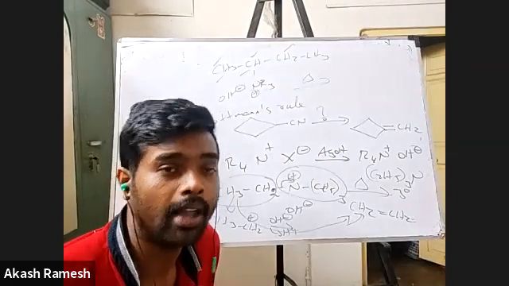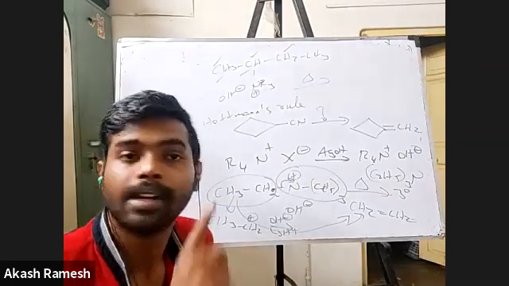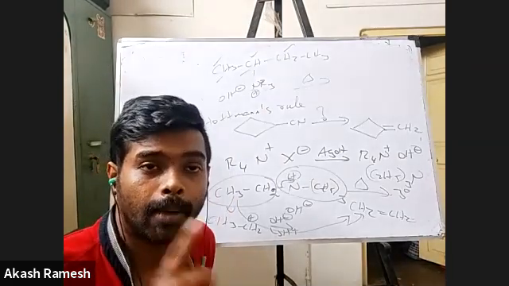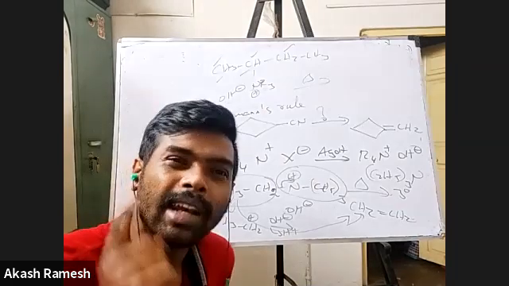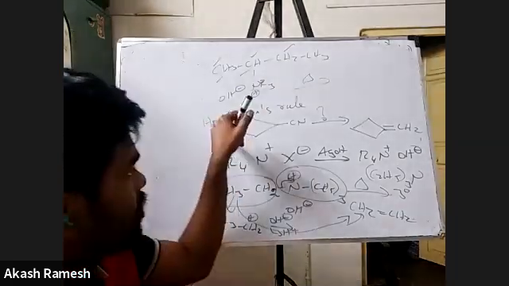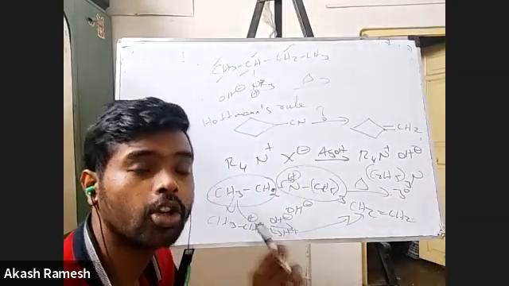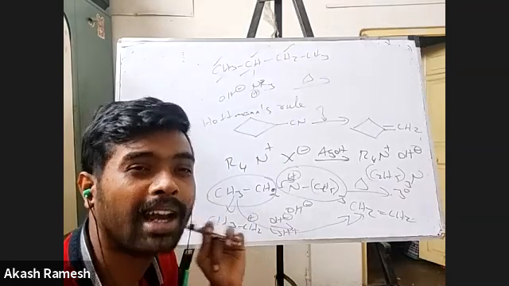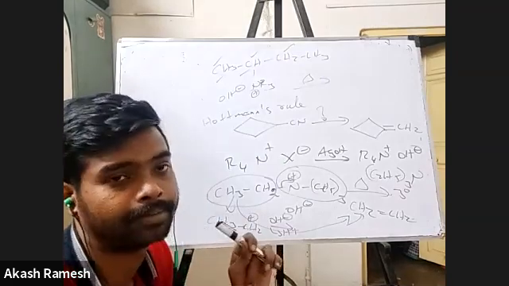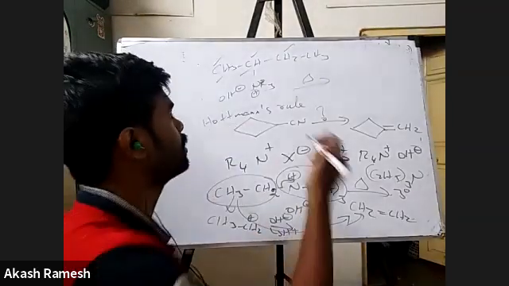Zaitsev's rule says that the double bond should be formed between carbon atoms which are more substituted. Here, the double bond should be formed between the carbon atoms which are less substituted. That's the only difference. Hofmann's rule says that in the Hofmann elimination, the double bond should be formed between the carbon atoms which are less substituted. So how will the product be then?